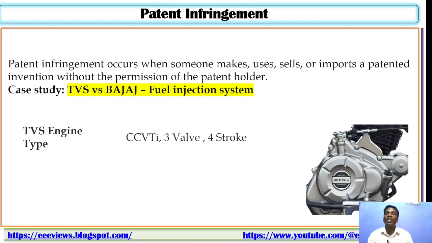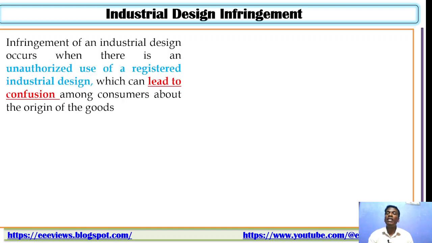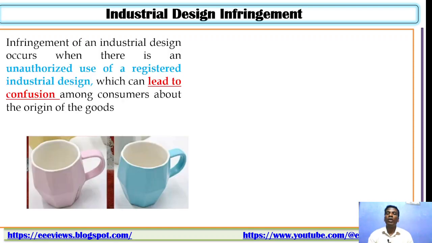Okay, so this is one of the examples of a patent infringement. Next, we will see about the industrial design infringement. So we know what industrial design is. Industrial design is mainly for an aesthetic view. If any person creates confusion in this aesthetic view, visual appearance, then it is known as an infringement, which leads to confusion. You can see on the screen the two cups. They are made with the same aesthetic view, but only the color changed. So this is one type of infringement.